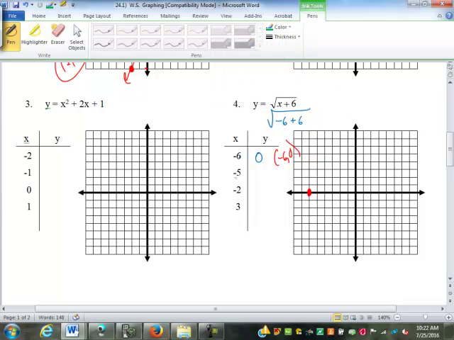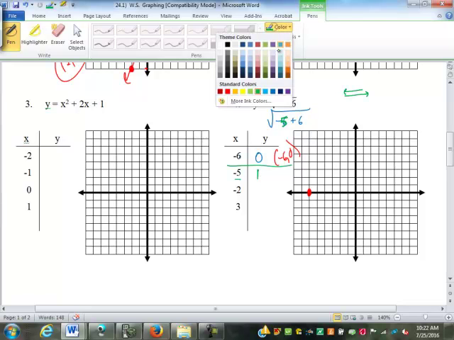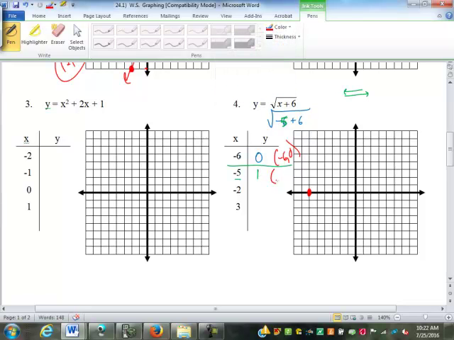Next we have x is -5. So if we put -5 in here, what is -5 plus 6? -5 plus 6 is going to be +1. What is the square root of 1? 1. So that gives us the coordinate -5, 1. So here's -5, there's +1 right there.